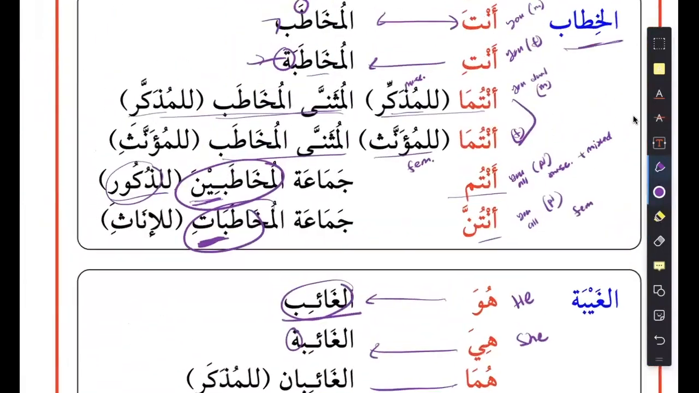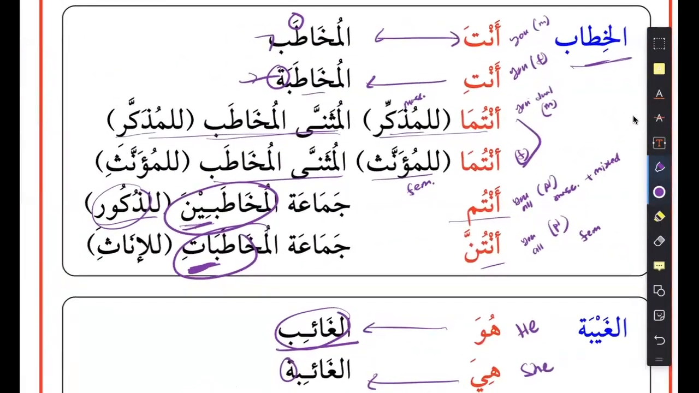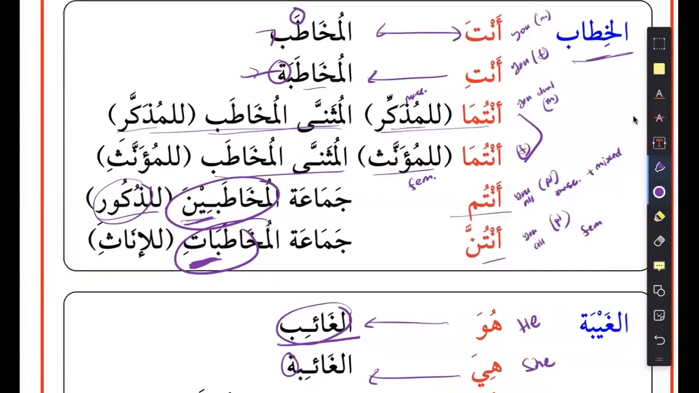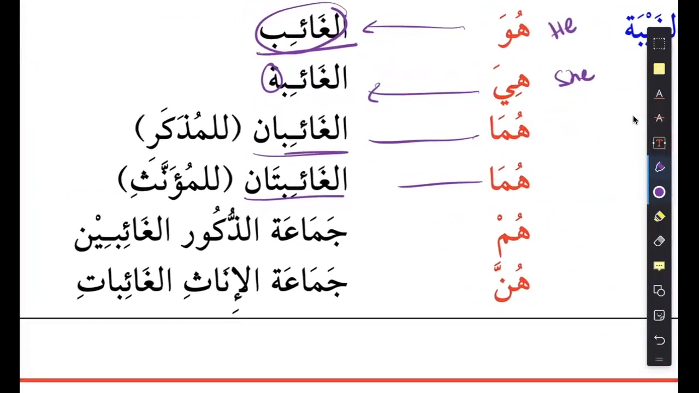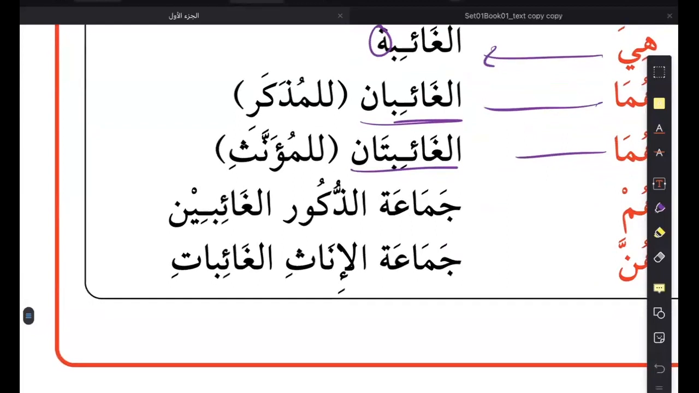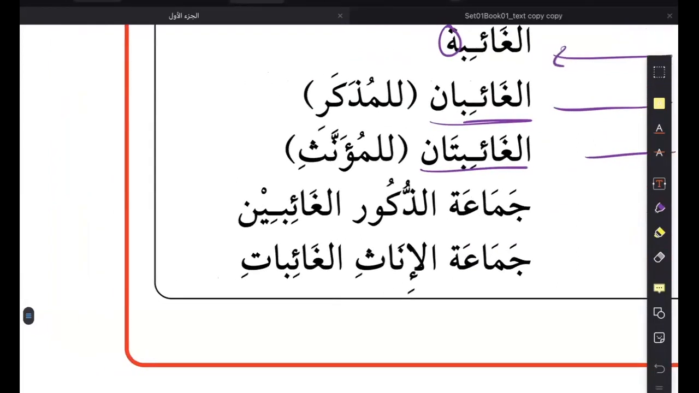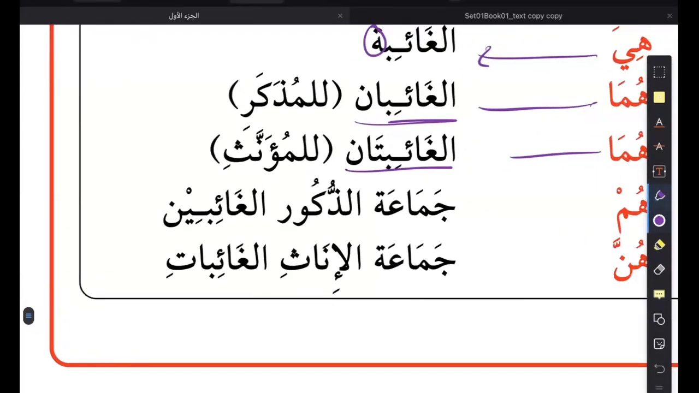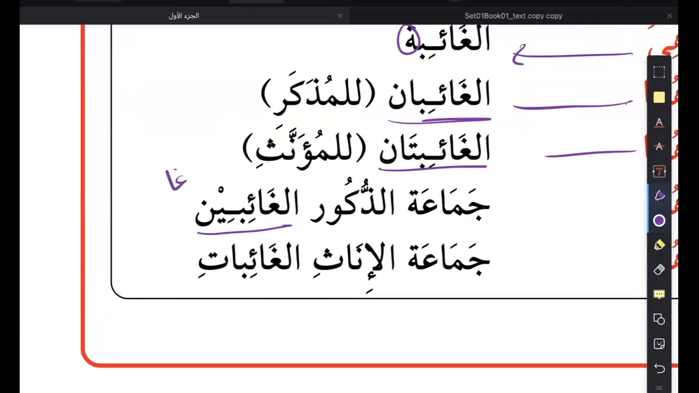You could have said mukhatabani, mukhatabatani here, for them. But that's fine, because now just by looking at this word, you know the number, the gender, the plurality, all of them. So here we don't need all of this, such as dhukur. We don't need dhukur because when we say ghaibun, this is for masculine. We already know, which is from ghaibuna.